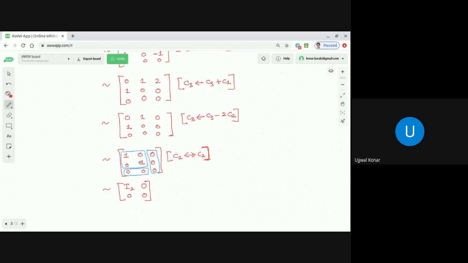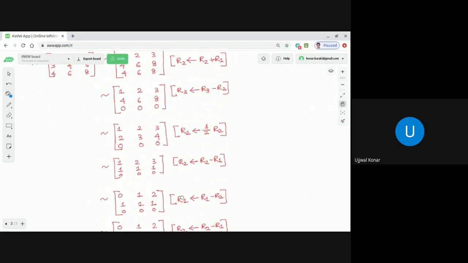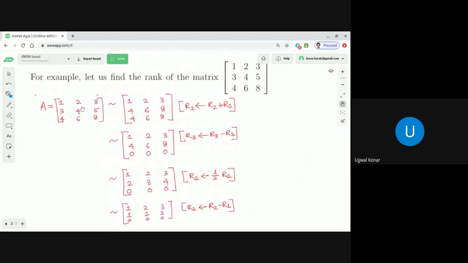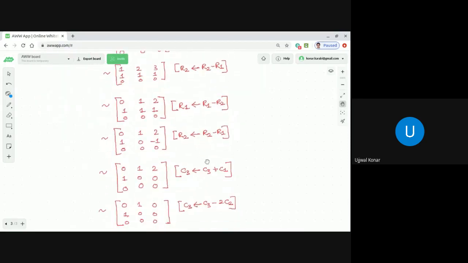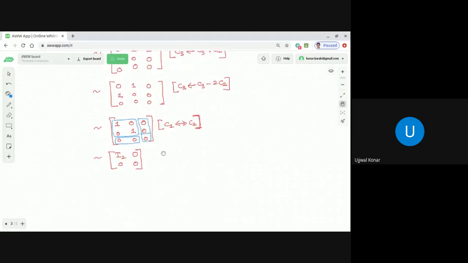So we can break it this way. This is one null matrix and this is one null matrix. The given matrix was something like this, as you see, dear students, if I read row wise: 1, 2, 3, 3, 4, 5, 4, 6, 8. And after applications of the elementary transformations, we get a matrix in the form of I2, null matrix, null matrix, null matrix. So we can say the rank of the given matrix is 2.